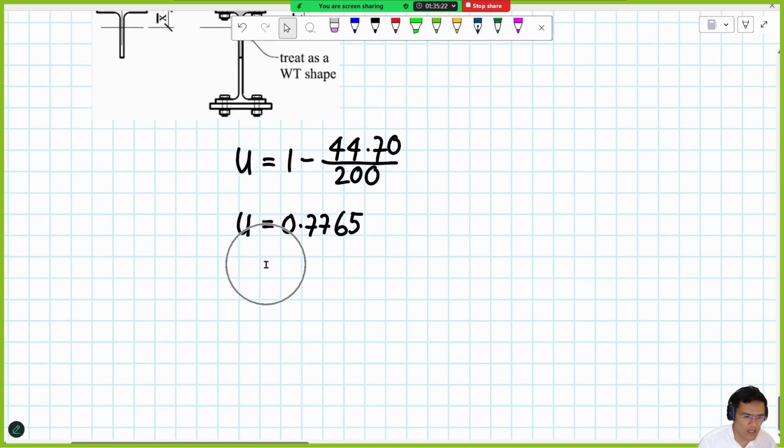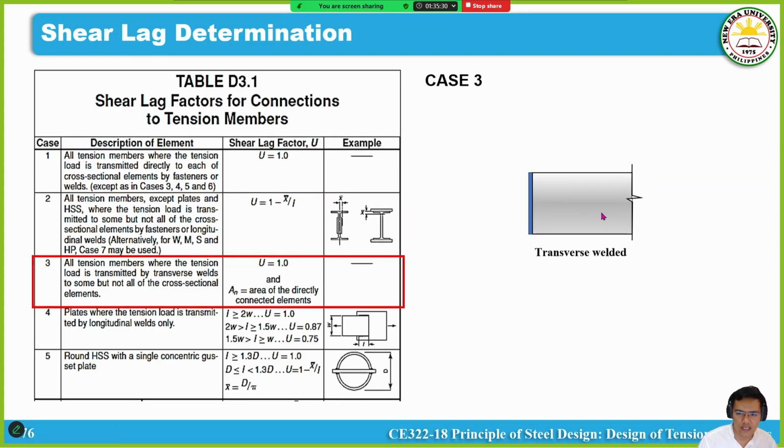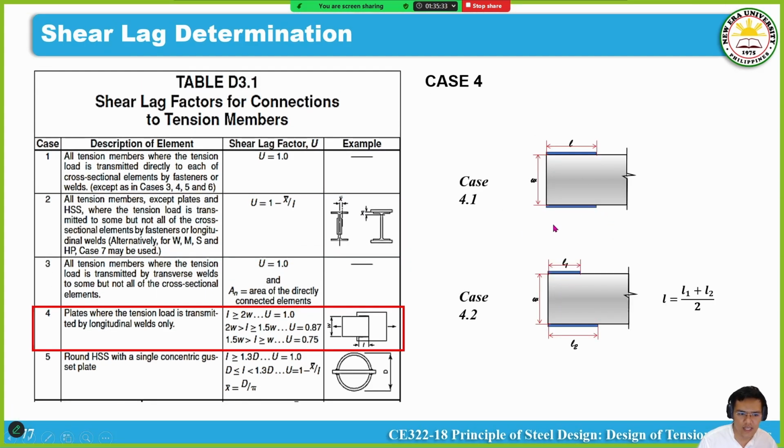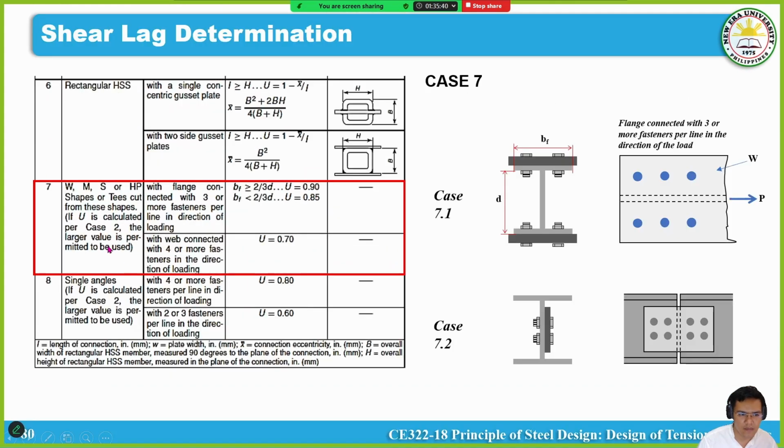Let's have a quick review ng ating presentation kung meron pang applicable. Case 3, obviously hindi kasi ito yung itsura ng case 3. Case 4, hindi din kasi longitudinal weld yan. And plates, 5 and 6 hindi. Skip. 7, W, M, S or HP. Applicable, no? I-check din natin to.